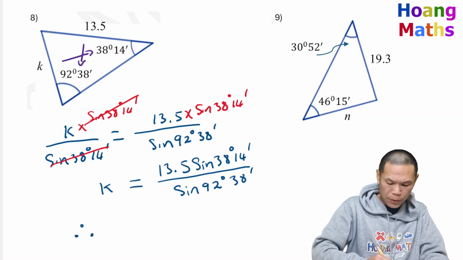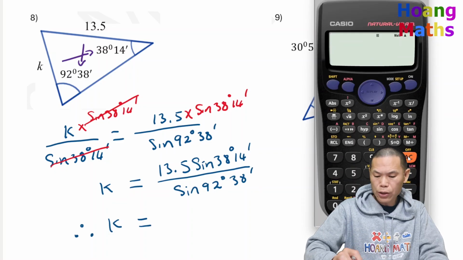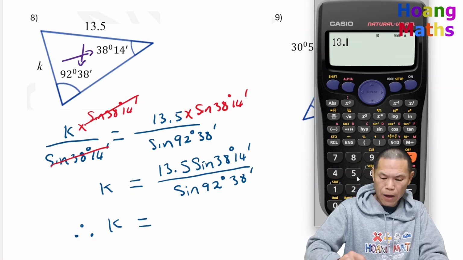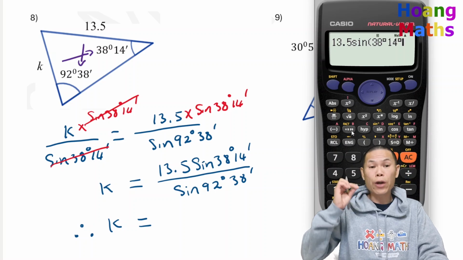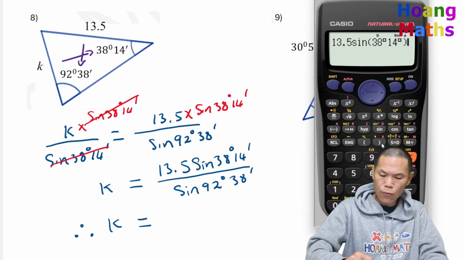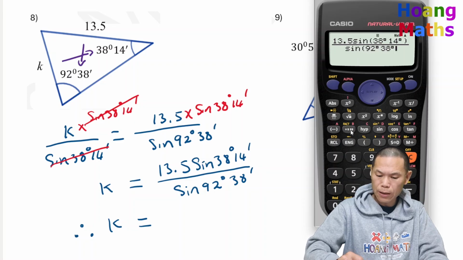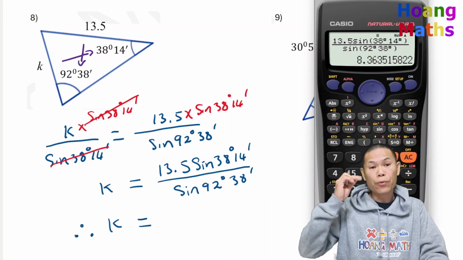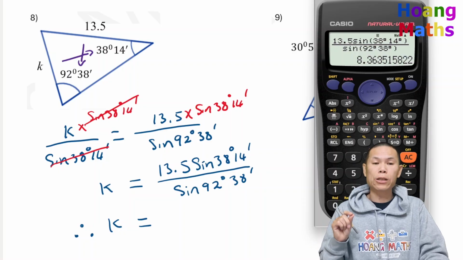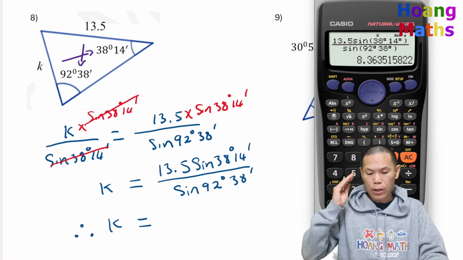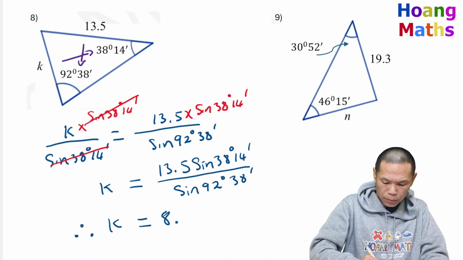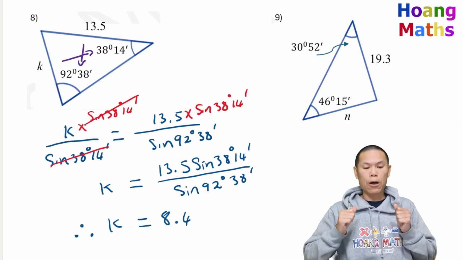So therefore, K equal, I just go 13.5 sine of 38 degrees 14 minutes. And don't forget to close the brackets, okay? Over sine of 92 degrees 38 minutes. Close the brackets. There you go, 8.36 and so on, correct to one decimal place, so 8.4. There you go.